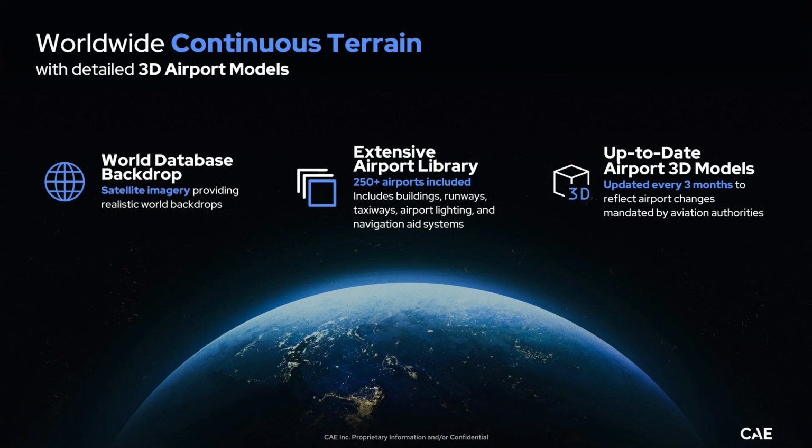So let's talk a little bit about the content offering that we have. We have a continuous terrain, a world backdrop. We have an extensive library of airports. As I mentioned before, we need to keep those airports current for the training to be valid. We have more than 250 airports around the world. We pick the ones that our customers want, the ones that they fly to, the ones that are mostly used. We have procedural airport generation that takes place as well.